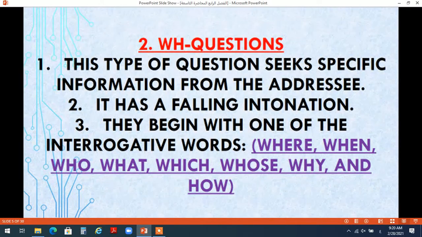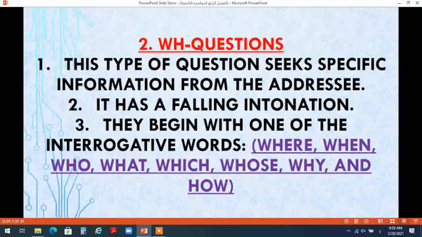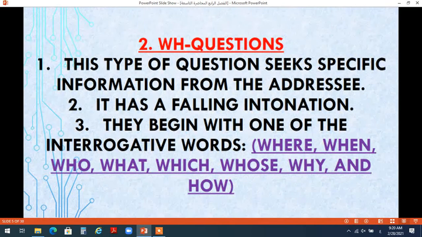So, unlike yes-no questions, which we have already said don't require specific information from the addressee, yes-no questions are used just to get some short answer, either a positive answer by using yes, or a negative answer through the response no. This is not the case with WH questions, because WH questions need some specific information from the addressee.